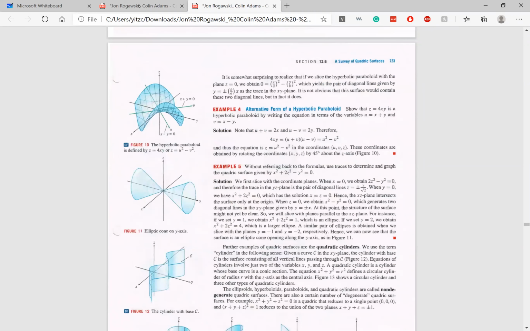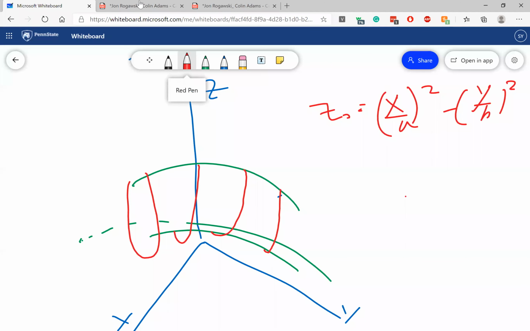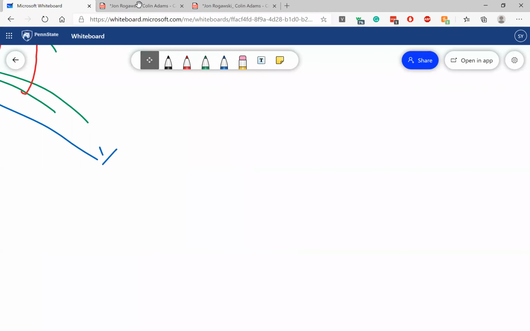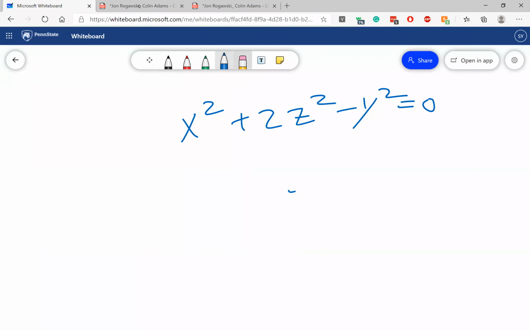Then they ask you to determine what this surface is without looking at a formula. So x squared plus 2z squared minus y squared is equal to 0. So they ask us to figure out what this surface is.